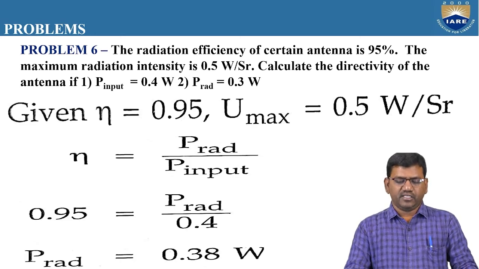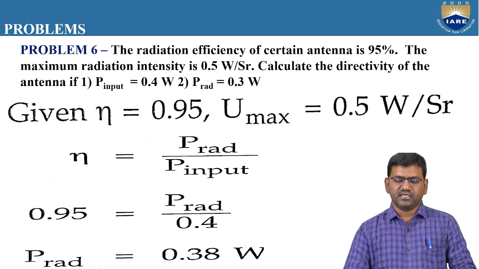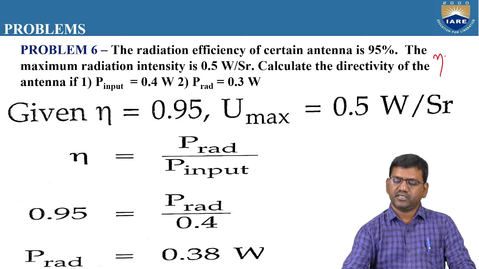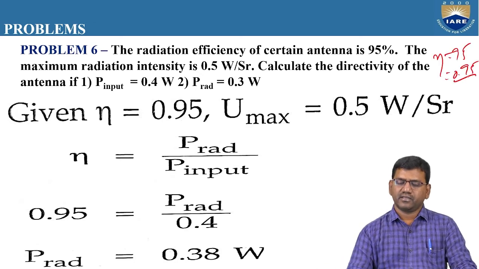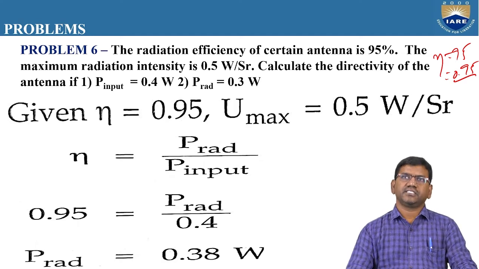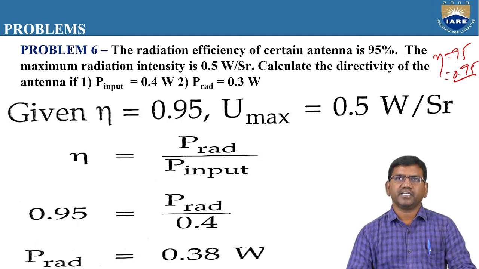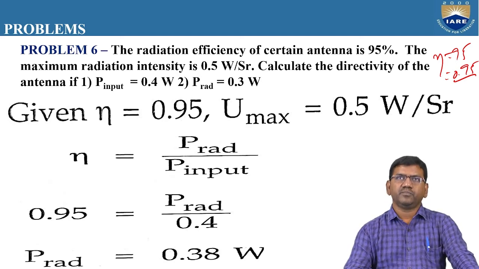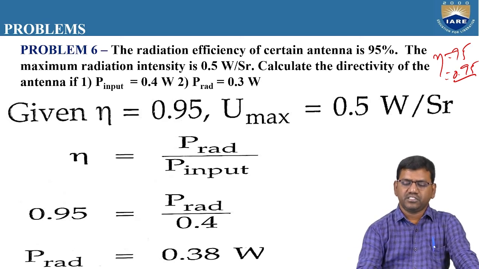We will solve another problem. The radiation efficiency of a certain antenna is 95%, or you can simply write it as 0.95. The maximum radiation intensity is given as 0.5 watts per steradian. Calculate the directivity of the antenna if the input power is 0.4 watts and the radiated power is equal to 0.3 watts.